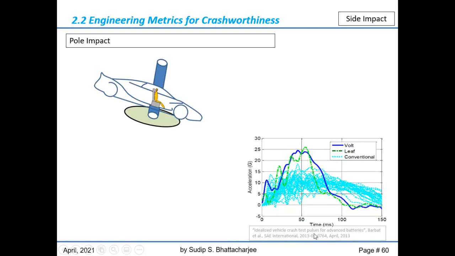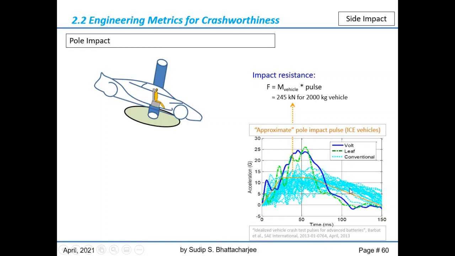That reference I cited already twice gives you pretty good reference data from many different vehicles. What they mean by conventional vehicles is vehicles that have internal combustion engines. If you take the average of those pulses, meaning the lateral acceleration measured in the impacted vehicle, and you take that response as an average across the fleet, you can again convert it to an equivalent force that the vehicle structure will have to resist during this impact event. So 245 kilonewton for a 2000 kilogram vehicle mass.